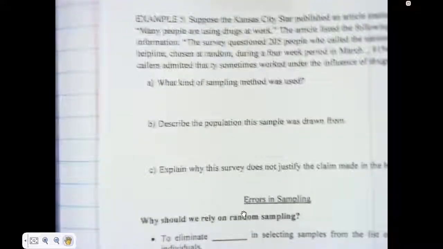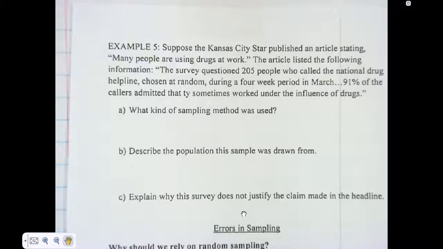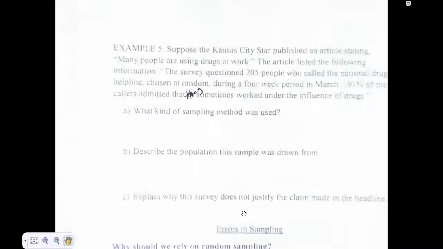and then our last example we're going to do for this video is, suppose the Kansas City Star published an article stating, many people are using drugs at work. The article listed the following information. The survey questioned 205 people who called the National Drug Helpline, chosen at random, during a 4-week period in March. 91% of the callers admitted that they sometimes worked under the influence of drugs. So this should have been they. Of course, I find the typos after I printed it.